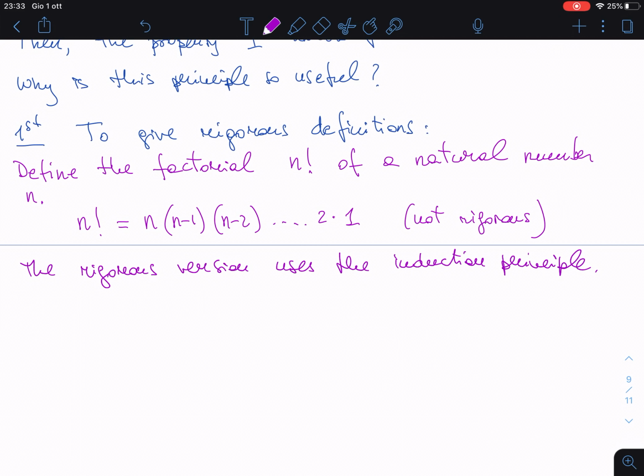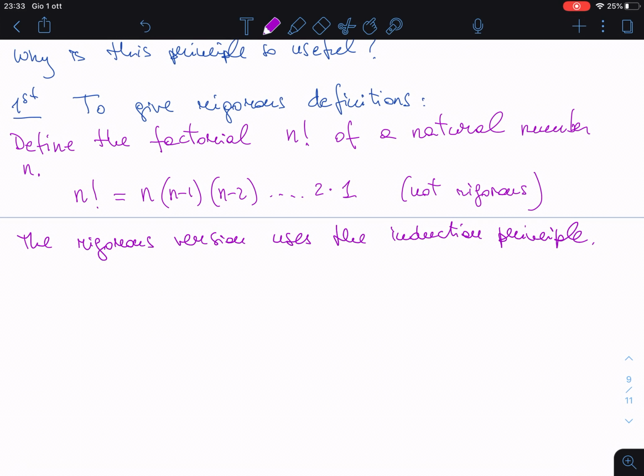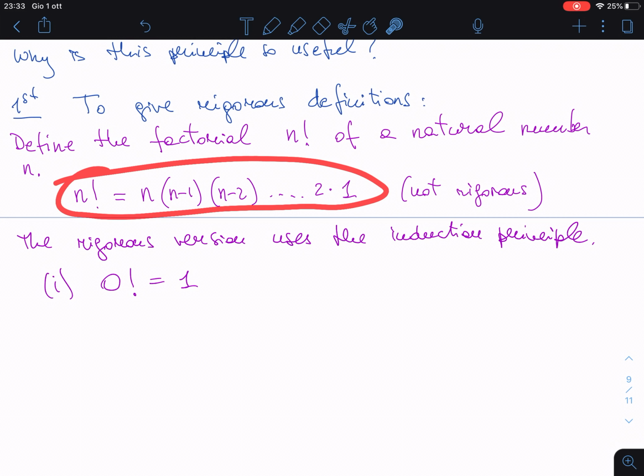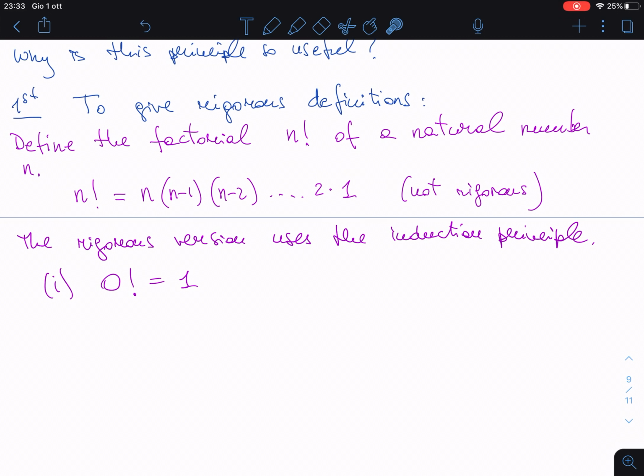Let me see why. First, we say that 0 factorial is equal to 1, which is indeed not really included in this formal, not rigorous definition. We have to establish that. We have to define it. It does not come from other definitions.